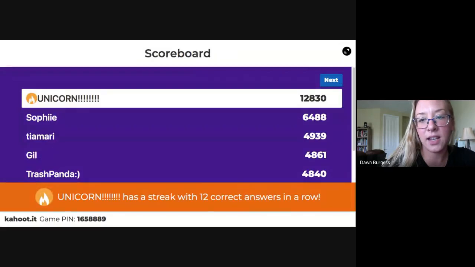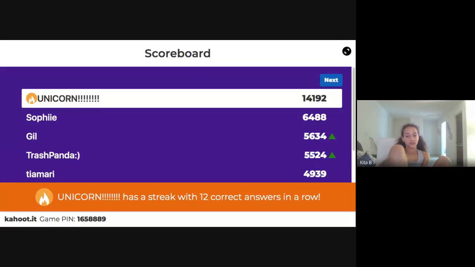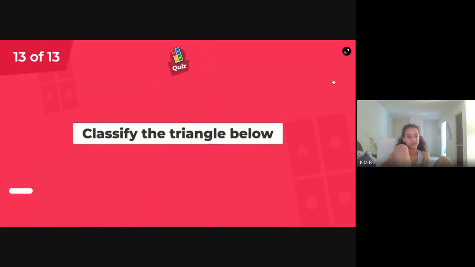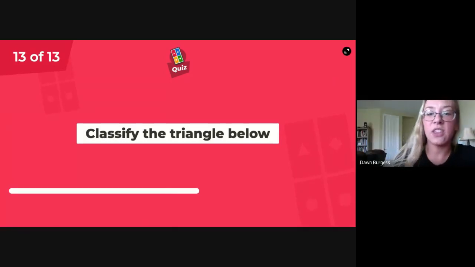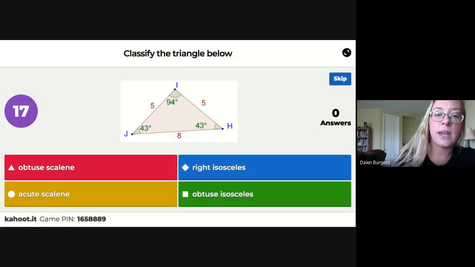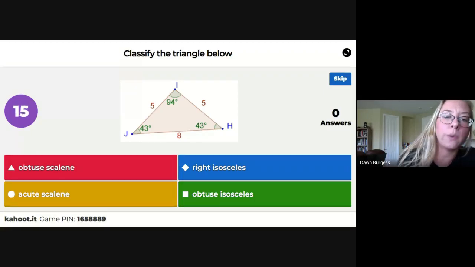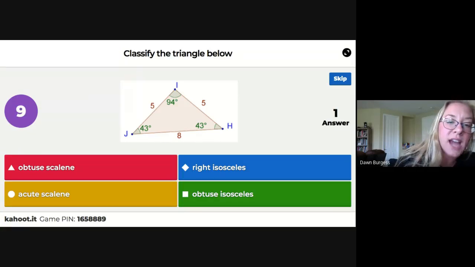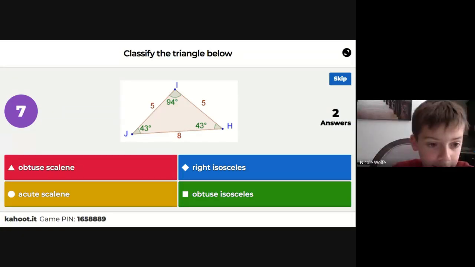Last one. Classify the triangle below. Okay, so we can see we have a 94-degree angle. We have a 43-degree angle and a 43-degree angle. They also give you the lengths of the sides. We have 5, 5, and 8.